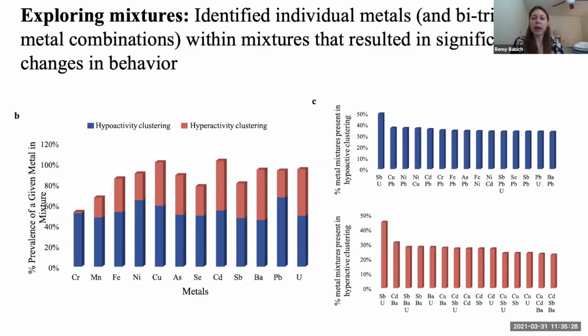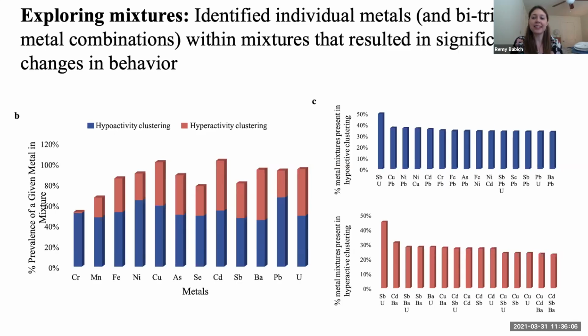I also looked at bi and tripartite metal mixtures, which are the graphs on the right, and their frequency within larger mixtures that were responsible for significant changes in activity levels. I did this just to try to identify if there were any small key mixture combinations we should be paying closer attention to. So some interesting findings from analyzing all of these metal mixtures and their relationships to behavioral changes include cadmium being within the top 4 metals present in mixtures resulting in both hyper and hypoactive behavior.